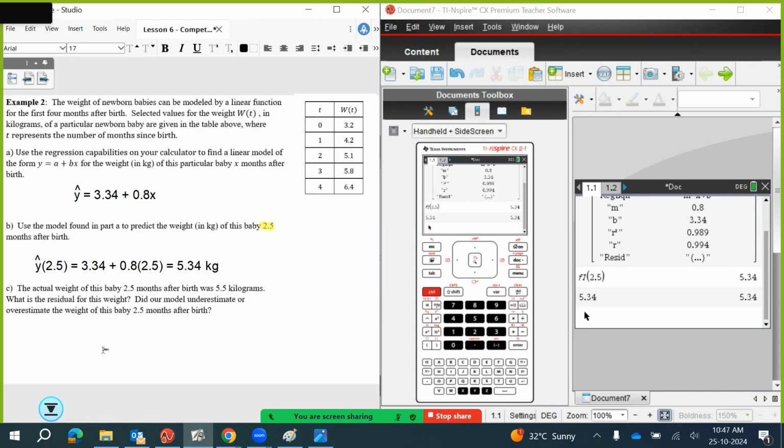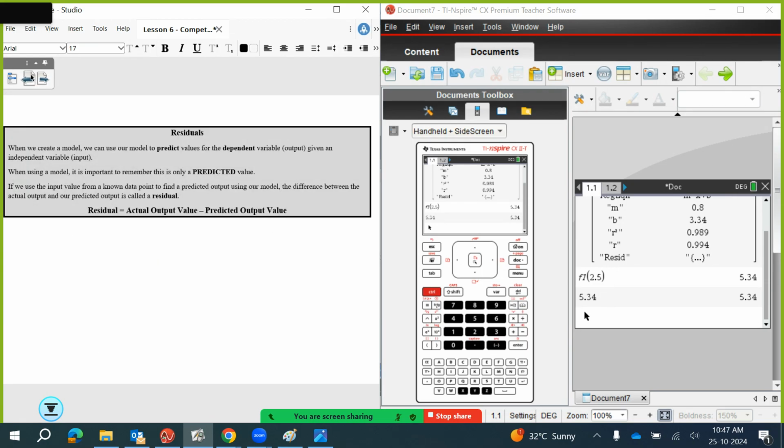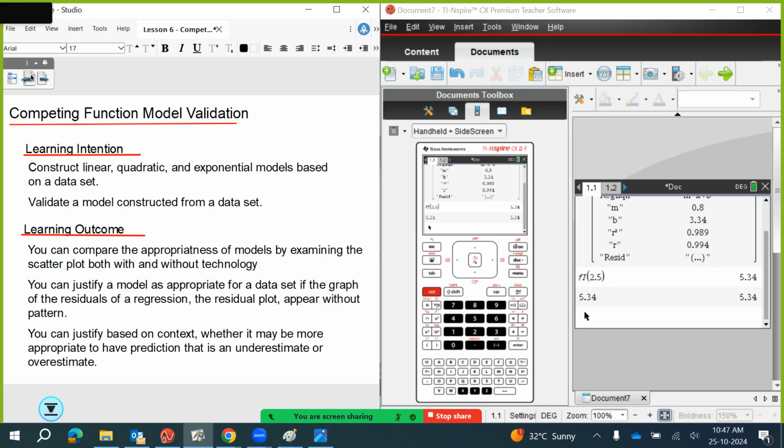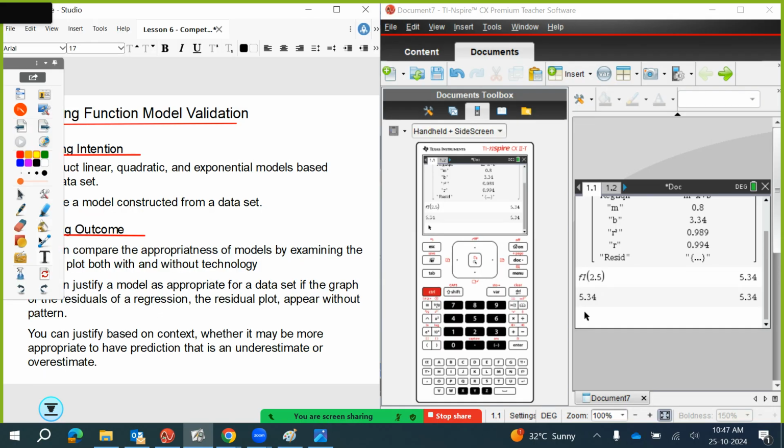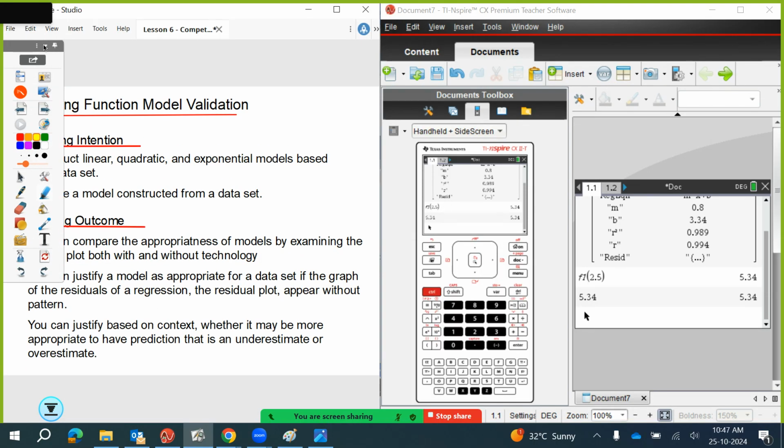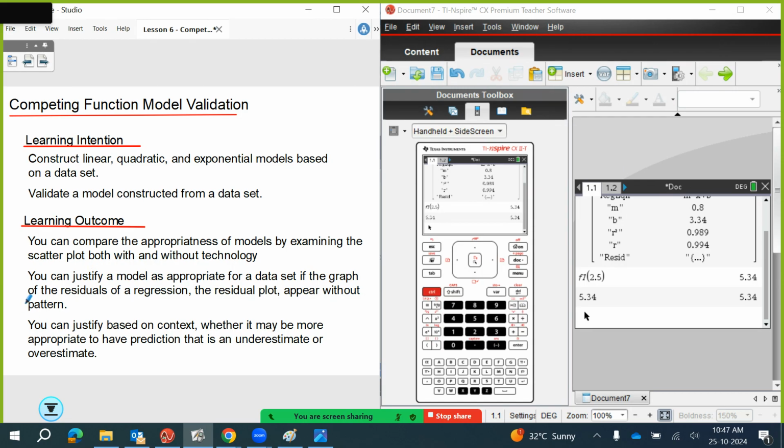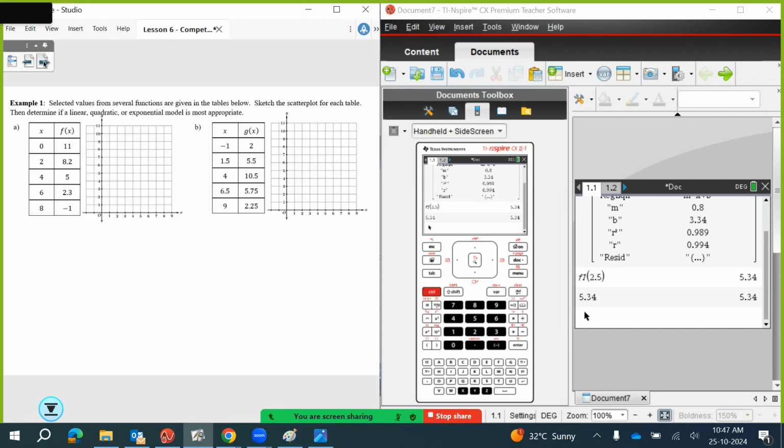All right, so this is the important part. One of our goals from today is, let me just highlight it up here, that you can justify a model's appropriateness by using the residuals of a regression. So we are looking at how to calculate the residual of a regression, and then we'll see how to use these values in a minute.